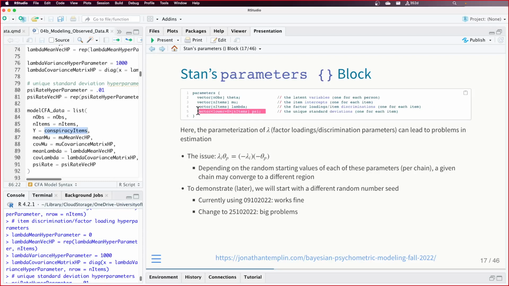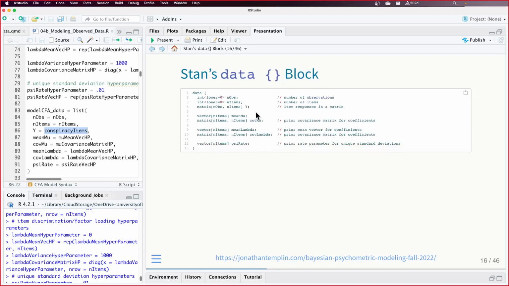And you'll note the vector here is a little bit different than what we did in linear models. Remember, in linear models, we took the intercept and slope and put them all into one vector by itself. We don't have to do it that way. Here, what we're doing is taking each type of parameter and putting it in a vector by itself. So that means if there are 10 items, there are 10 intercepts, 10 factor loadings or discriminations, and 10 unique standard deviations. So now we're going to flip back and see this last bit of code here.